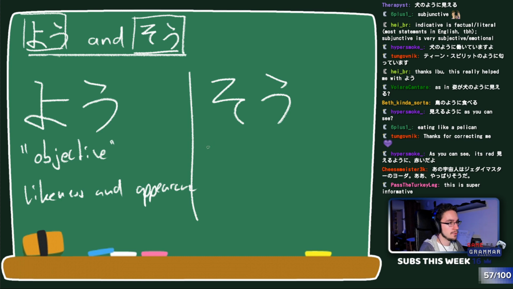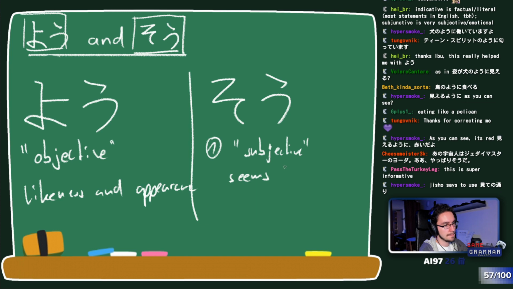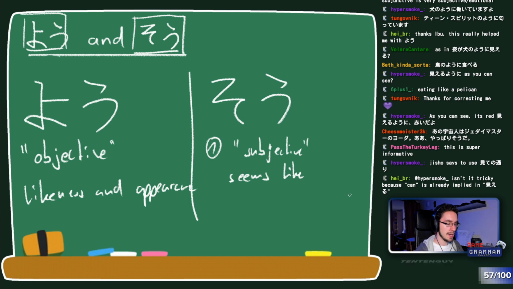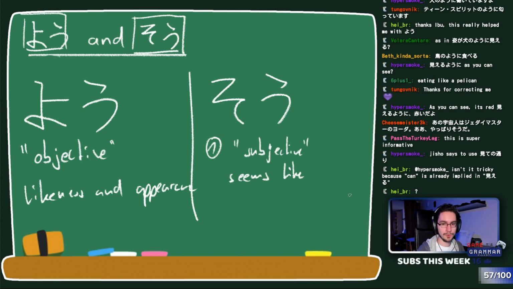Whereas so has two big usages. One also seems like, and it is more of a subjective thing. It's more intuitive. Subjective. It's like, you know, seems like. That one attaches to the masu stem of verbs, or the stem of i-adjectives, like 雨が降りそうです. It seems like it will rain. 見ての通り. You have to kind of know about the tori usage there, but yeah.